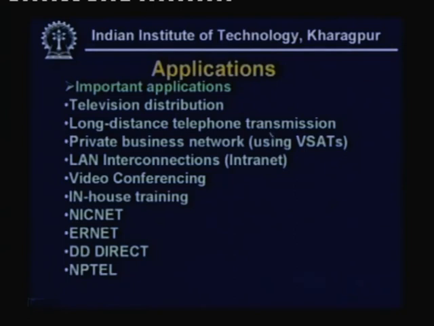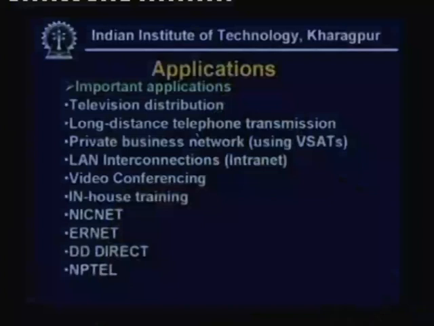As we have seen, you can put repeaters at a distance of about 60 to 80 kilometer, and you can achieve that sending trunk signals with the help of this VSAT instead of terrestrial. We can use either terrestrial microwave or you can use VSAT satellite. And you can set up a private business network using VSAT.